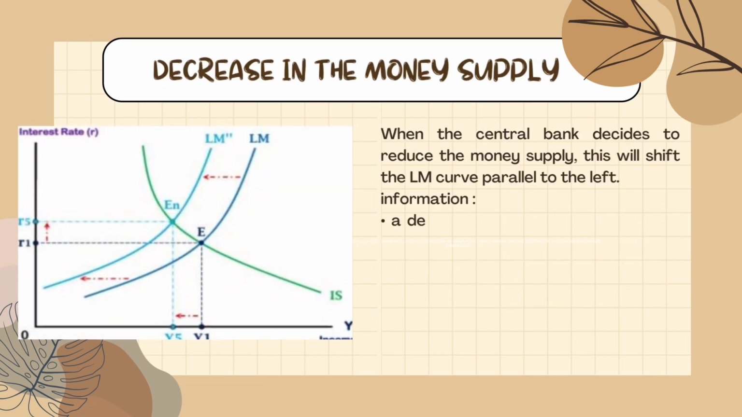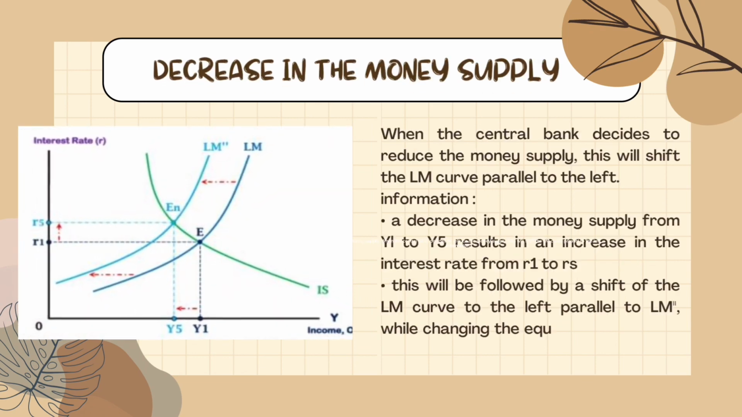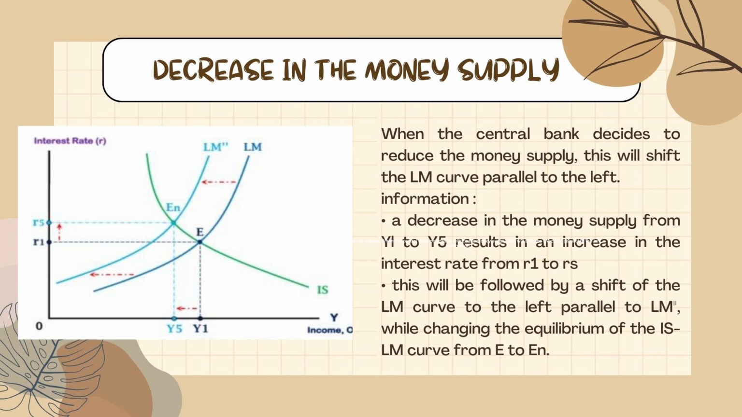Decrease in the money supply. When the central bank decides to reduce the money supply, this will shift the LM curve parallel to the left. Information: a decrease in the money supply results in a fall in income from Y1 to Y2 and an increase in the interest rate from R1 to R2. This will be followed by a shift of the LM curve to the left, parallel, while changing the equilibrium of the IS-LM curve from E1 to E2.